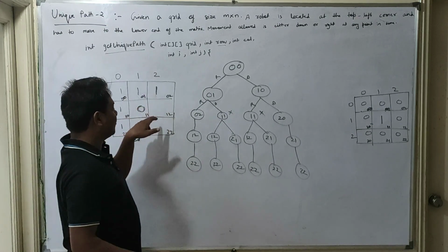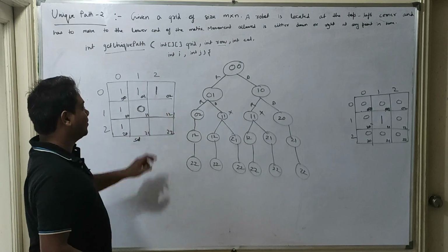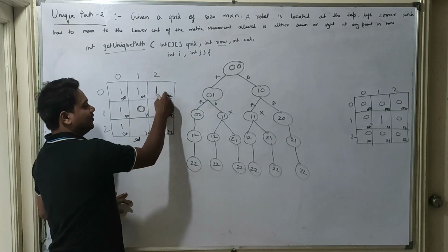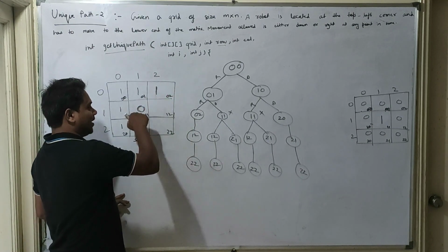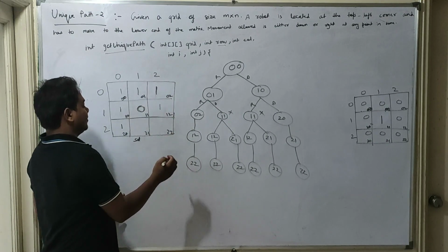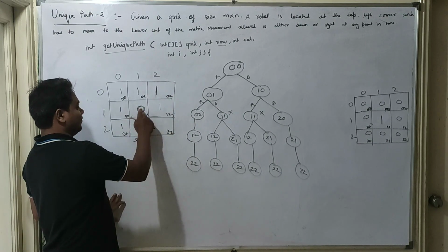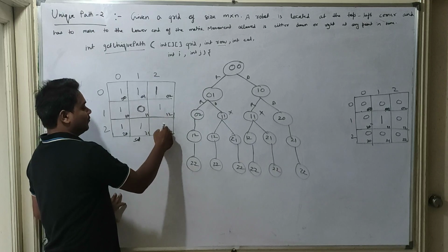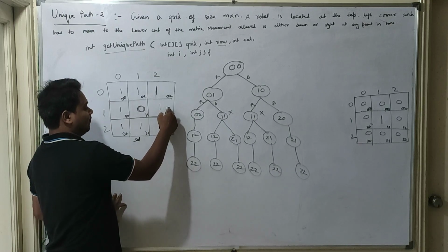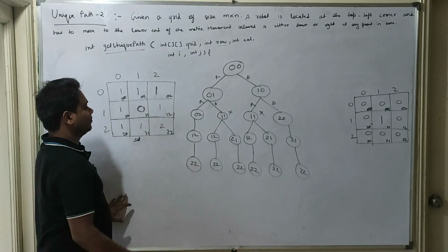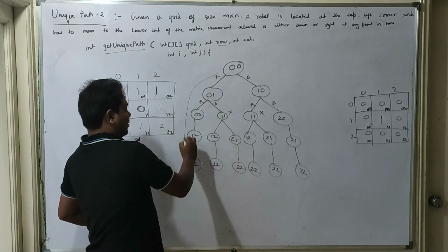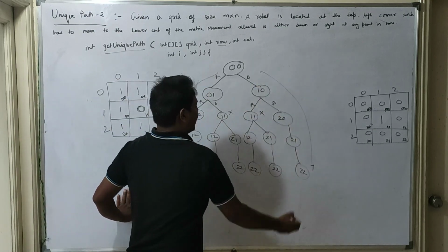Now in order to move to 1 2, again it is the sum of these two paths, that is 0 2 and 1 1, that is 1. Then to move to 2 1, again 1 plus 0, that is 1, and to move to 2 2 there is 1 2 plus 2 1, that is 2. These are the two paths that we are having.